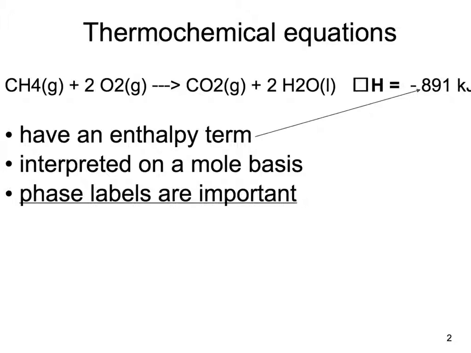As you've been seeing, our deltas have become squares, so when you see the squares, just keep in mind it's a delta if I haven't written anything else on there. So our delta H here is negative 891 kilojoules. It's very important to have that enthalpy term here, and that's what makes this a thermochemical equation. So you can interpret this as 1 mole of CH4 adding to 2 moles of O2, giving us 1 mole of CO2 and 2 moles of H2O, and that reaction gives off 891 kilojoules of heat.